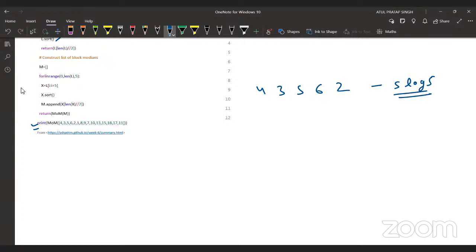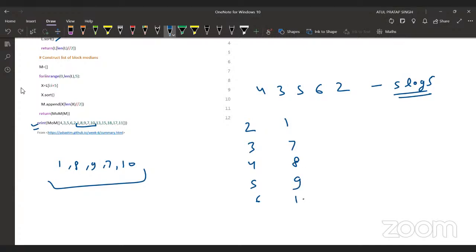After sorting, we get 2, 3, 4, 5, 6. I'm writing vertically here. The second 5 elements are 1, 8, 9, 7, 10. Once again, we perform the sort operation on these elements in constant time, 5 log 5, and we get the sorted list 1, 7, 8, 9, and 10.